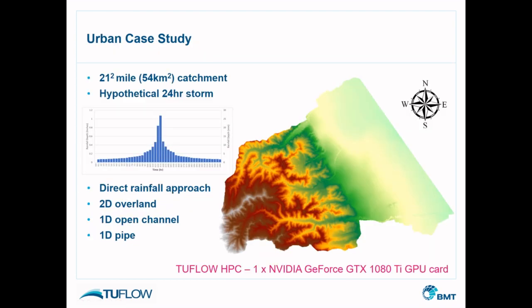Here we have test case number 2. This is the urban test case. We have a catchment which ranges in elevation from sea level up to around about 2,000 feet. That's the image on the right. The catchment itself is 21 square miles or 54 square kilometres in size. We're running a 24-hour event using a direct rainfall approach, which applies rainfall to every single 2D cell in the model. We're modelling 2D overland flow. There's also some 1D open channels in there, and also some underground pipe network features. We're doing all this modelling using TUFLOW HPC.